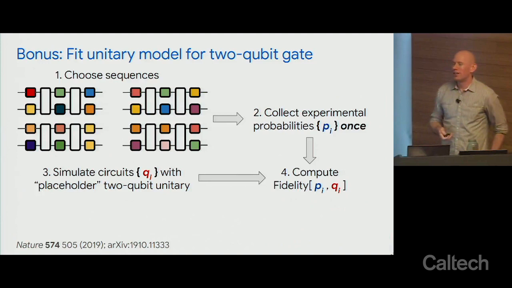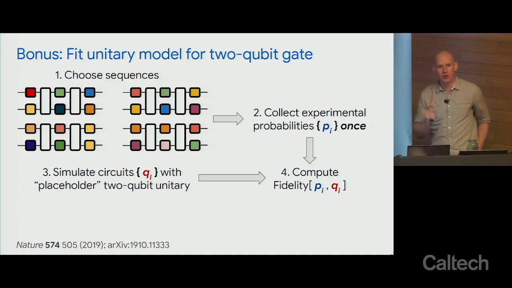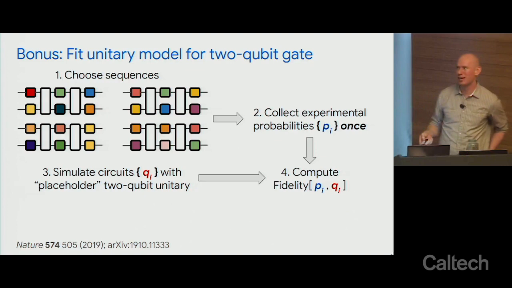This is a really powerful technique, in fact. So let's focus on the case where we're benchmarking 2-qubit gates for a moment. It turns out that there are a few bonuses, a few tricks that we can play with this cross entropy data in order to get a lot of very valuable information. So let me try to explain a couple of those to you.